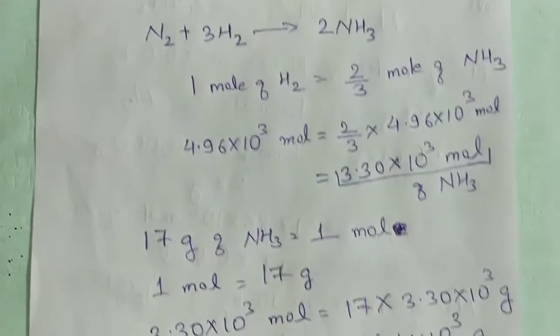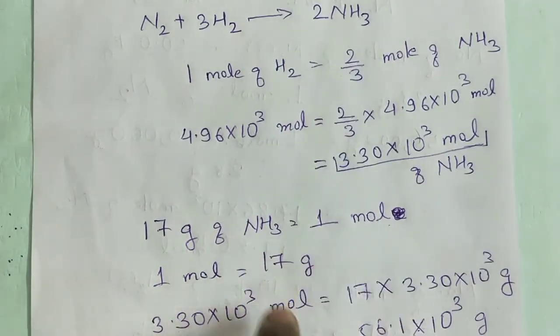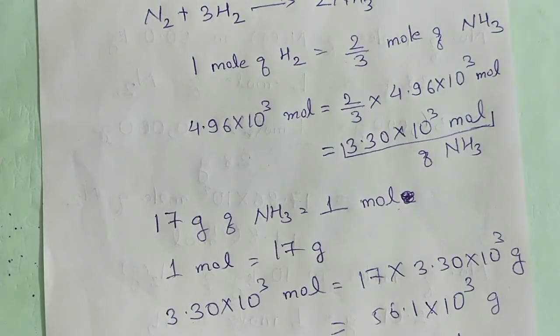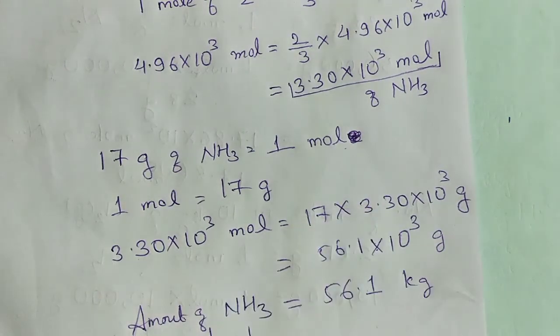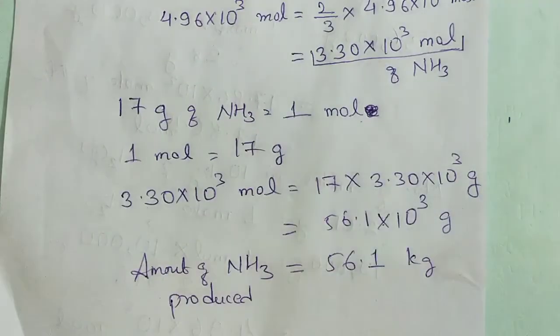After that, we multiplied the number of moles with the molecular mass of NH3, which is 17 gram, and from there we obtained that in this chemical reaction 56.1 kg of ammonia gas will be produced.